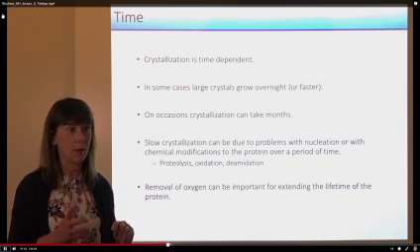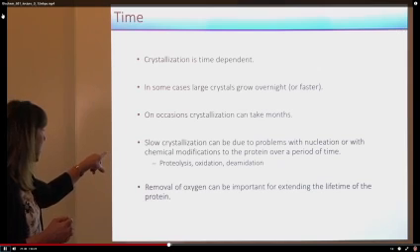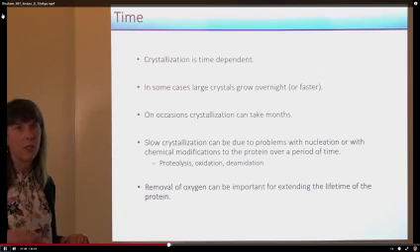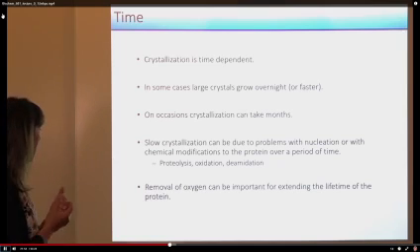Maybe the protein's getting proteolyzed by a contaminating protease. Something's going on, all right? Maybe there's oxidation going on, or the deamination of asparagines and glutamines. So if there's a problem, you have to think about it.